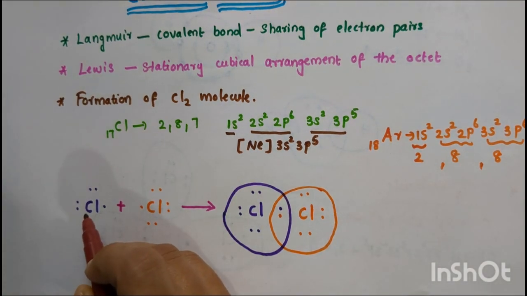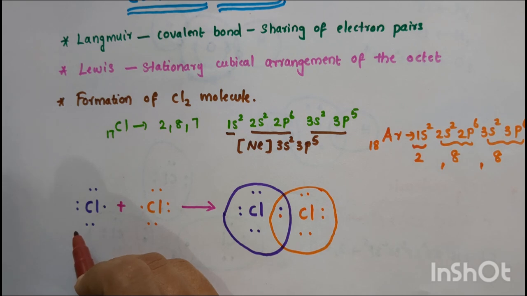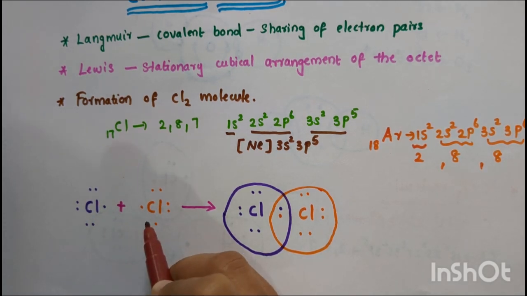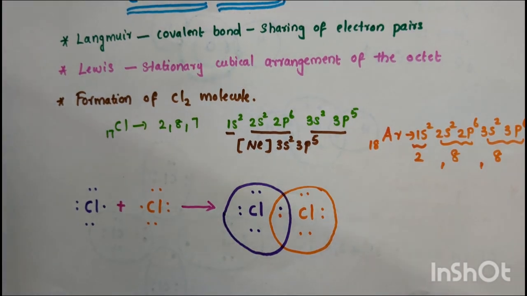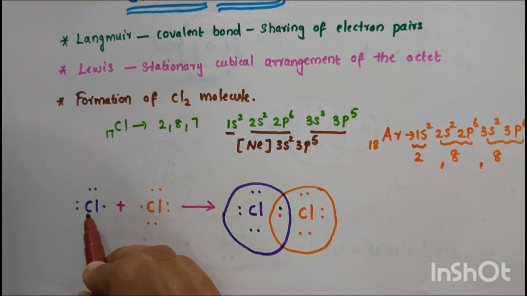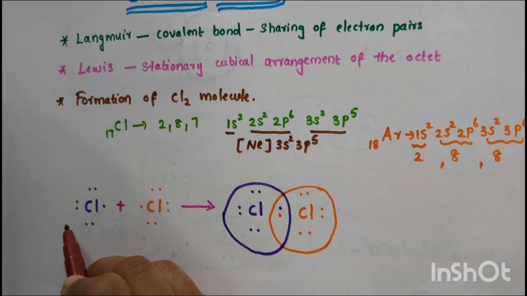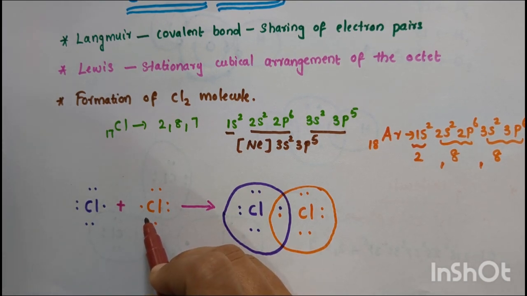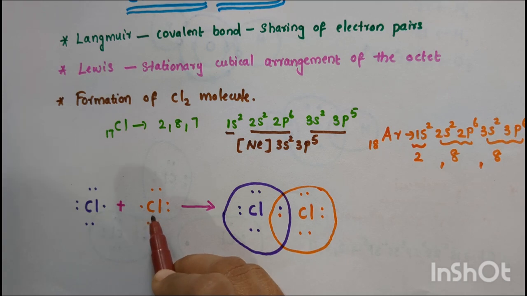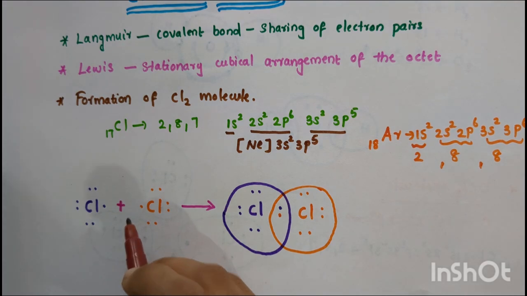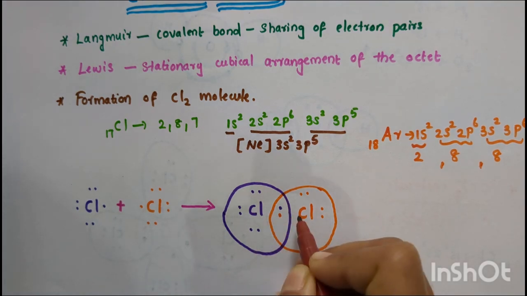Here we have a chlorine atom. These dots represent the outer shell electrons, so 7 valence electrons are there. We have another chlorine atom, which also has 7 valence electrons. This chlorine atom requires one more electron to attain 8 electrons in the outer shell, a stable electronic configuration. Similarly, this chlorine atom also requires one more electron to attain 8 electrons in its outer shell. So when the Cl2 molecule is formed, they share electrons with each other.